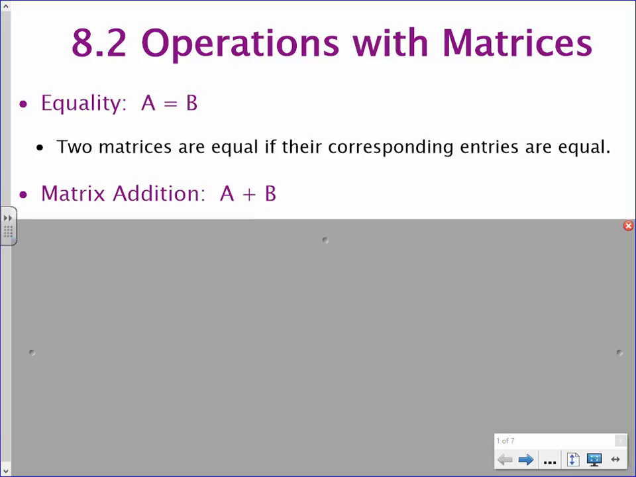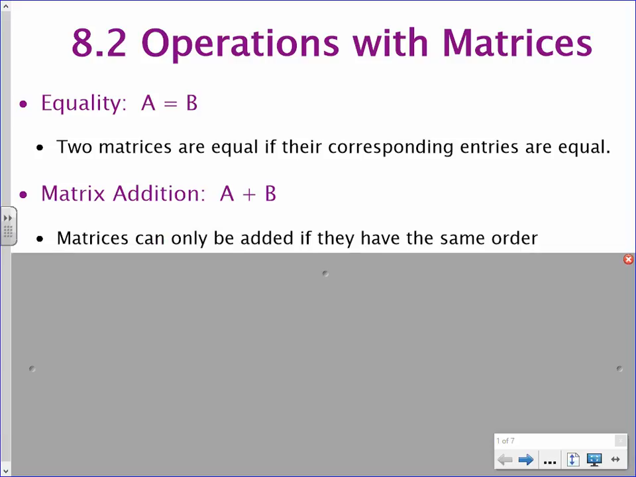Okay. Now, what we'll discuss before lunch is matrix addition. What do you think has to be true to add two matrices together? Darby? Order. Matrices have to have the same order if we are going to add them together. If they have the same order, then all we have to do is add the corresponding entries.